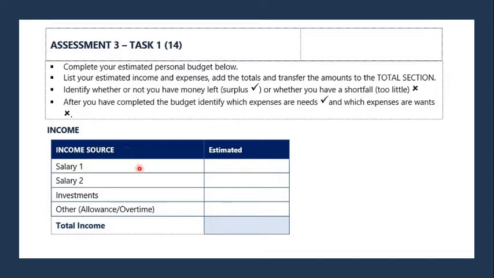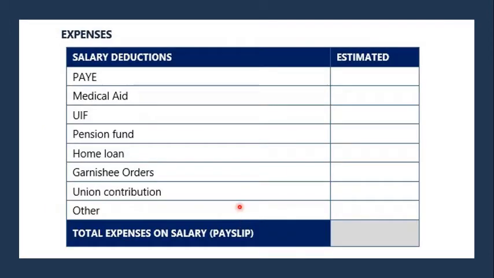Income source, salary 1, estimated, so that would be you. Now, what is your estimated income? Salary 2, and remember it varies a little. That could be here your partner. So investments. Do you have any investments coming in? Do you have any cell phone allowance or overtime coming in? And then your total income here for me, please.